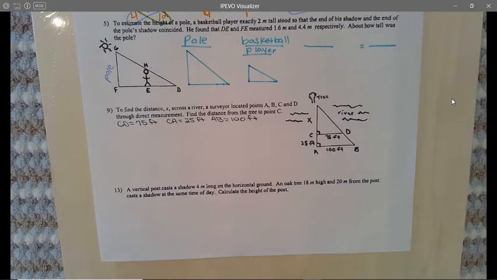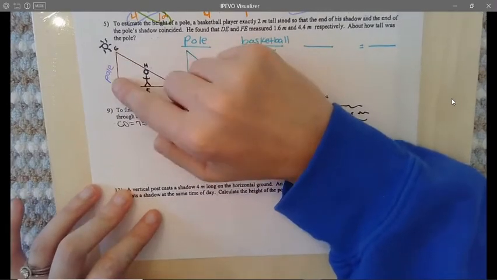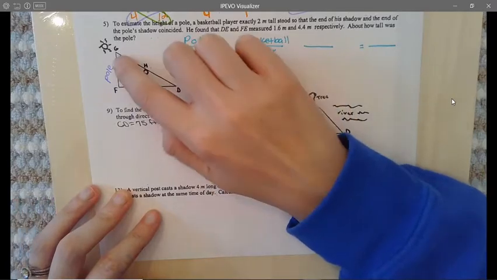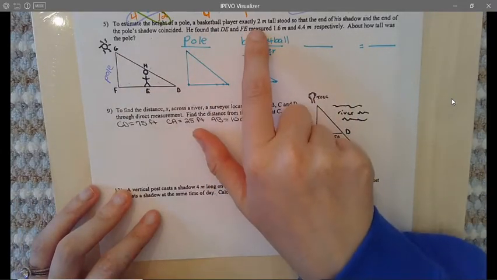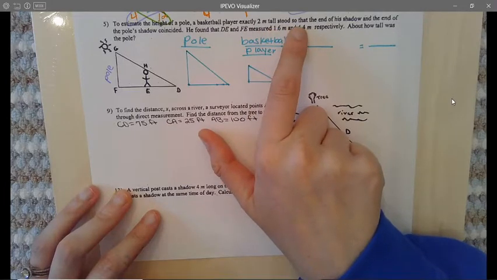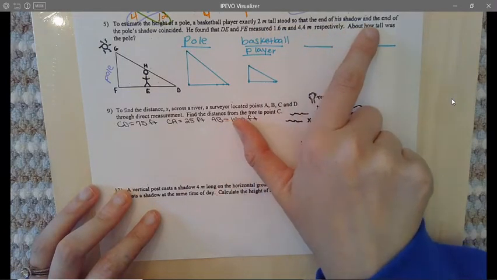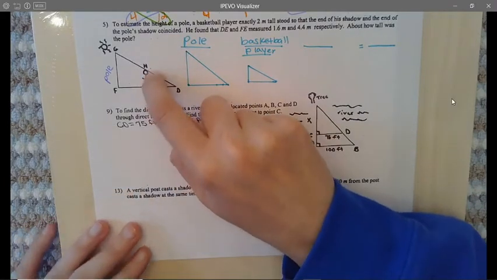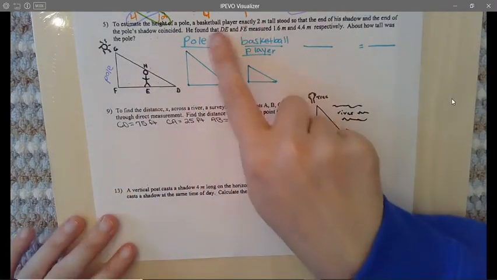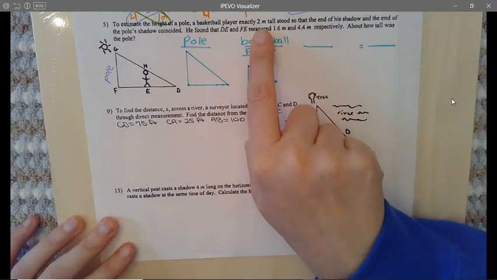So to estimate the height of a pole, which in my picture, which you should have, I wrote on there, this is the pole. A basketball player exactly 2 meters tall stood so that the end of his shadow and the end of the pole shadow coincided. So here's our little basketball player. It said in the problem that his height is 2 meters tall.